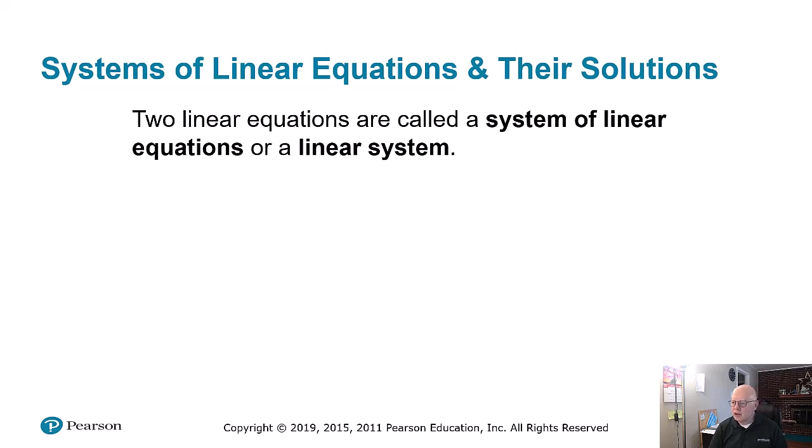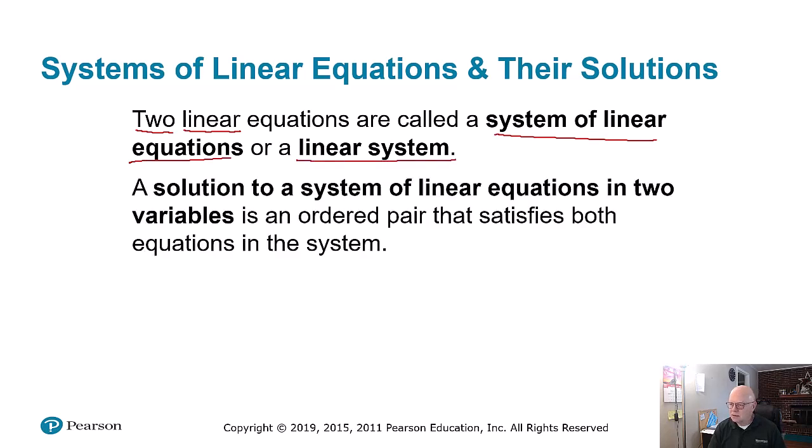So notice we've got two equations. They're both linear equations, and it's called a system of linear equations. The solution is an ordered pair, the ordered pair that satisfies both equations at the same time.